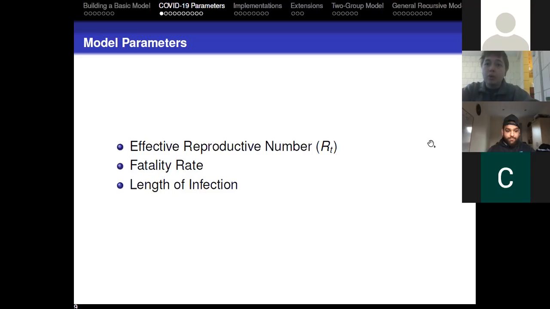And then we also want to look at the length of infection, because that determines mu, so how many people are being moved from the infected to the recovered category in a certain cycle.